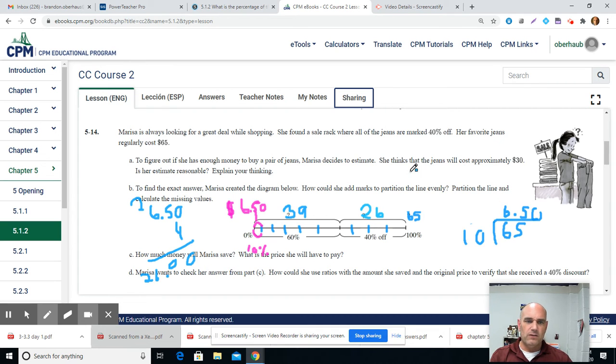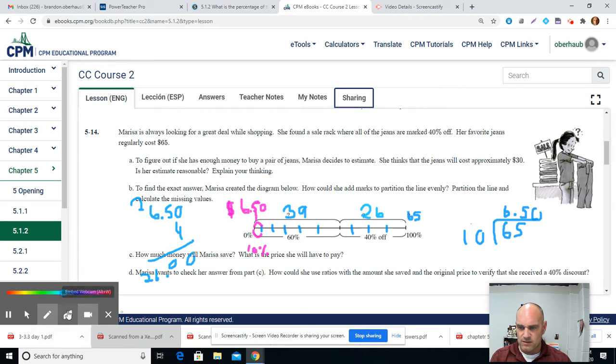All right. So let's see. The jeans were 40% off. So that means I'm going to save $26. That's how much I'm taking off. And I'm going to pay the 60%. So that's the rest of it. So this is my sale. That's how much I'm saving. This is how much I'm going to pay. So I'm going to end up paying then $39 for my jeans.